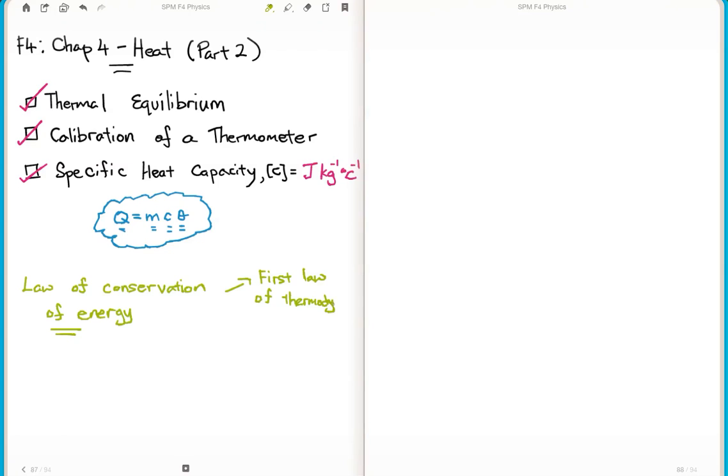Thermodynamics. Okay, first law of thermodynamics. The zeroth law of thermodynamics is thermal equilibrium. The first law is the conservation law of energy. So what do you learn here?